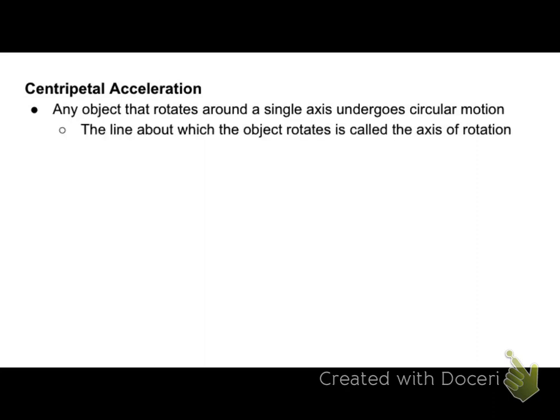The line about which the object rotates we call the axis of rotation. The easiest way to picture an axis of rotation is on a Ferris wheel. There's the tube that goes perpendicular to the wheel that's in the very center. That's the axis of rotation for the Ferris wheel, the line about which the Ferris wheel rotates.